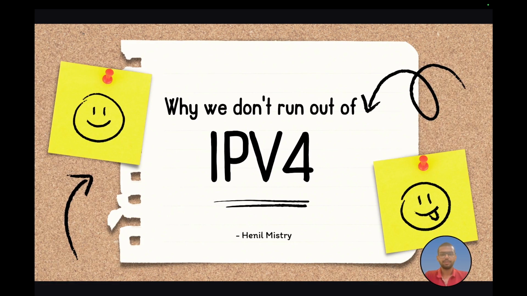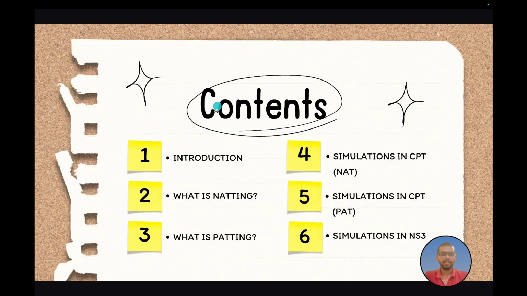In the last video we saw the topic, or actually we are seeing the playlist on the topic, which is why we don't run out of IPv4 addresses, and this was the content that we have seen. In the first video we saw the introduction, what NAT and PAT are, an overview. Then we started seeing the simulations in Cisco Packet Tracer. We have seen the static NAT and dynamic NAT configuration. In today's video, we'll see the configuration of port address translation, or you can say PAT. So without wasting much time, let's get started.